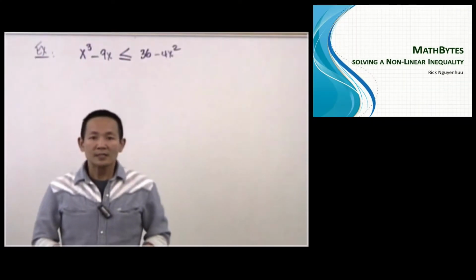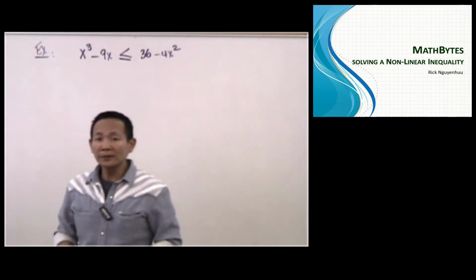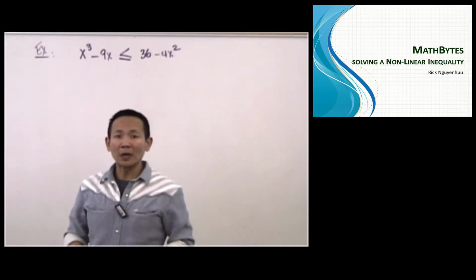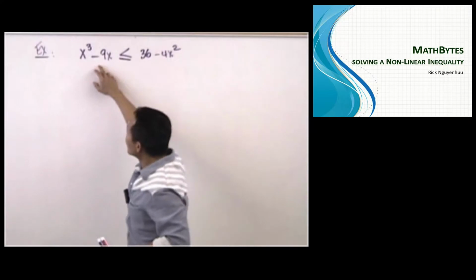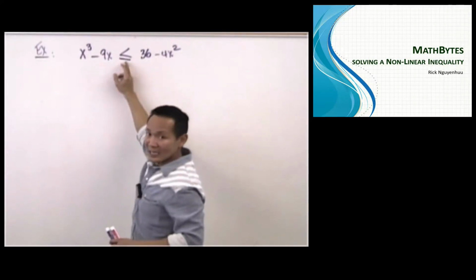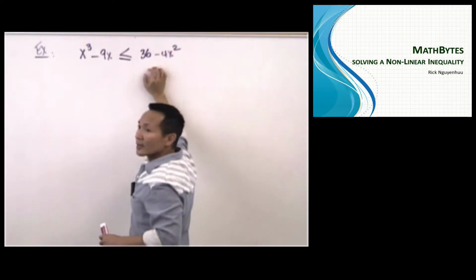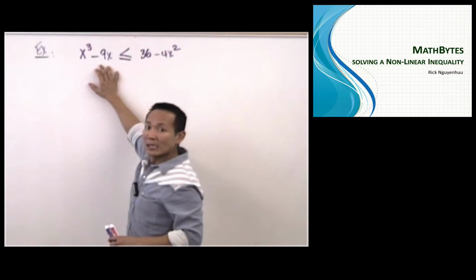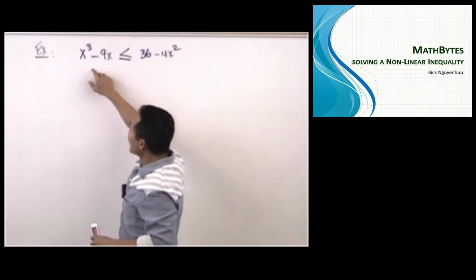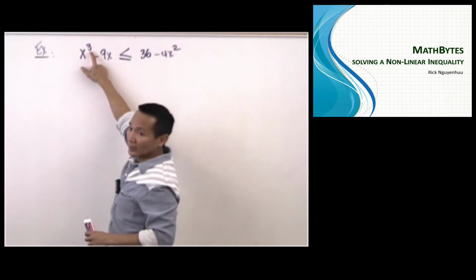Hello class, today I will show you how to solve a nonlinear inequality of one variable. Behind me is a perfect example: x to the third power minus 9x is less than or equal to 36 take away 4x squared. We only deal with one x, therefore we only deal with one unknown. And this is nonlinear because the highest power is 3.